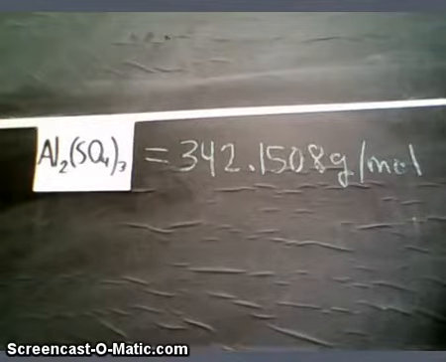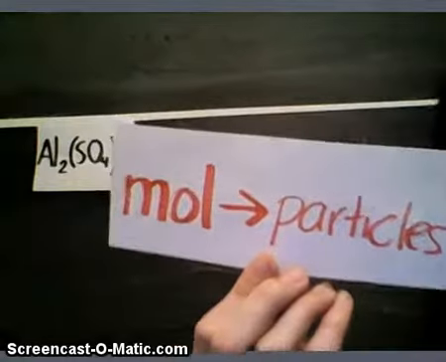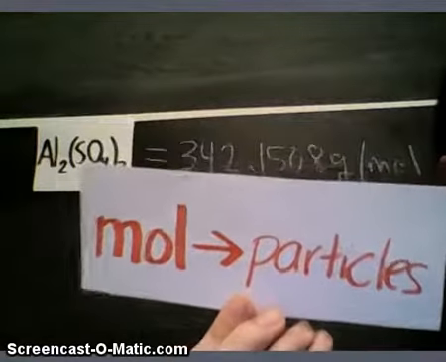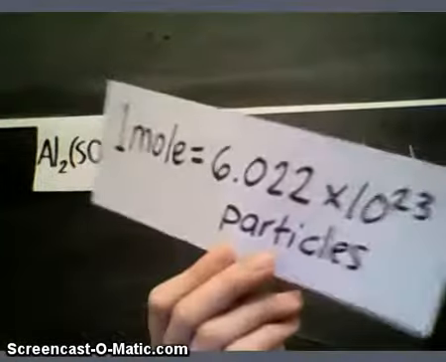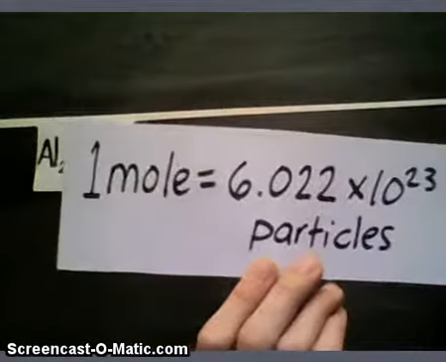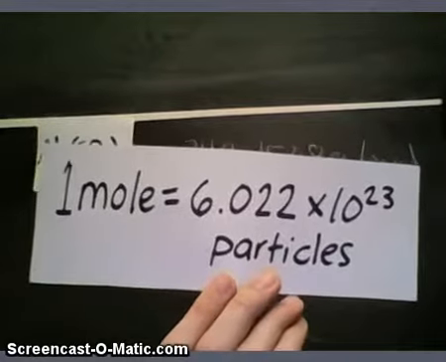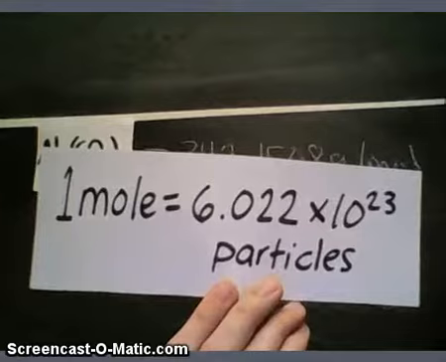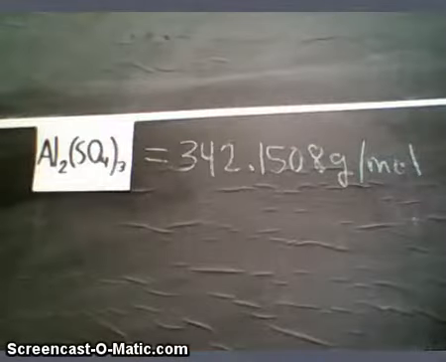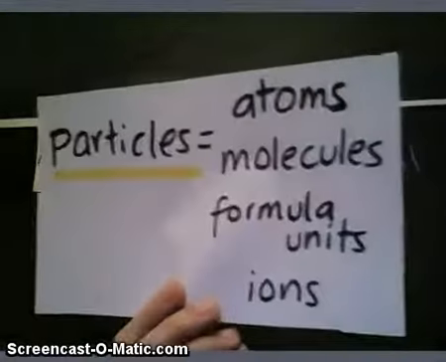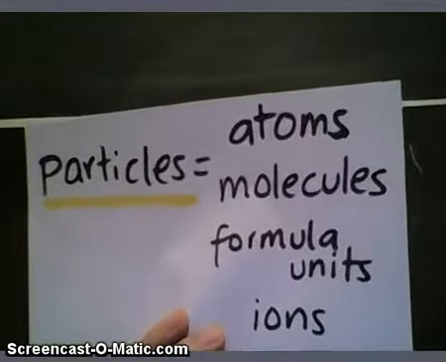Now let's solve another problem in which we will convert from moles to particles. Moles to particles, we have to use a special number that you already know about, and this will be Avogadro's number, okay? So 1 mole of any substance will be equal to Avogadro's number of particles, and that will be 6.022 times 10 to the 23rd. Now, the term particles can mean different things. We can have atoms, molecules, formula units, or ions, or other things.